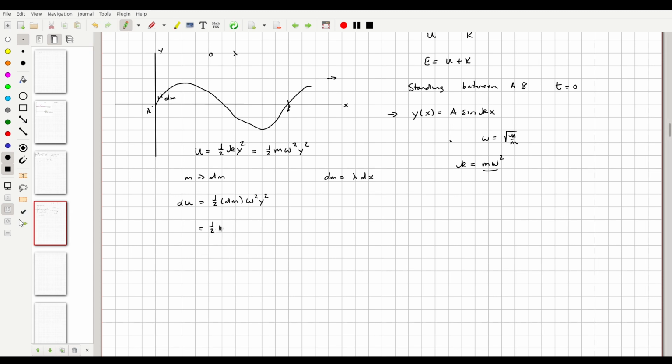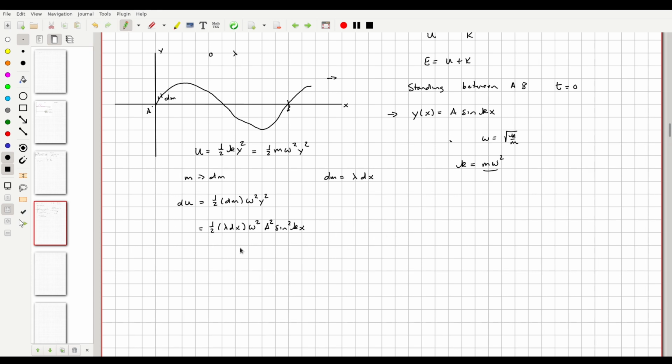So 1/2 dm here is lambda times dx. Omega is a constant, so omega squared y squared is going to look like a squared sine squared of kx. Now remember, we've frozen this thing in time. If you look at the overall wave, the potential energy, when you add it to the kinetic energy, the total energy is going to be the same. We'll see that here in a second.